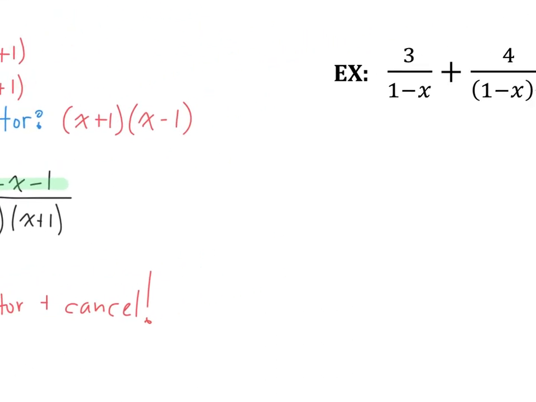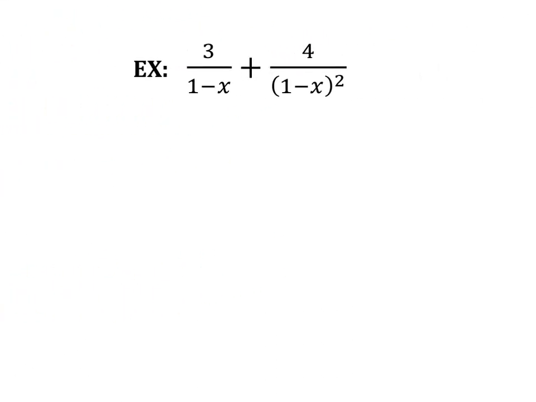Let's go ahead and try this next example here. All right, so I take a look, and remember the first thing we always identify are the denominators. Now they look the same, 1 minus x and 1 minus x, but notice here, this is 1 minus x squared. So essentially there are two factors of 1 minus x. So to determine our common denominator, we go through and we write down every factor of our first denominator. So that's going to be simply 1 minus x.